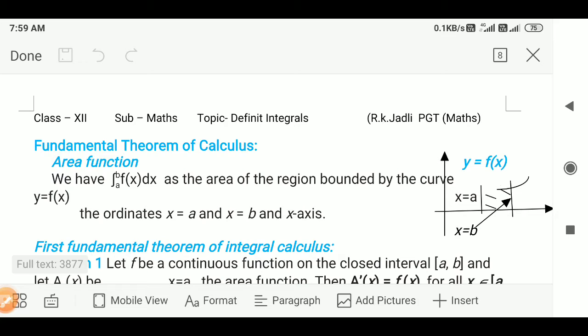First, the area function. We know that the integral from a to b of f(x) dx is the area of the region bounded by the curve y = f(x), the lines x = a and x = b, and the x-axis. This will be the area under the curve.